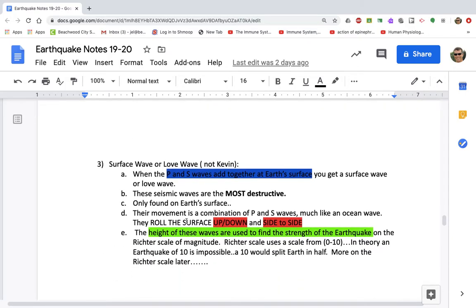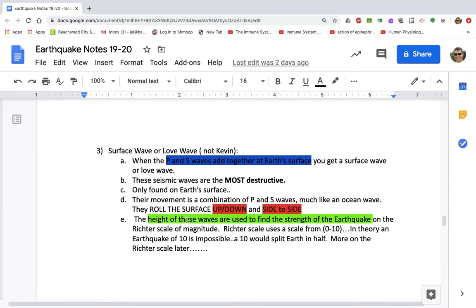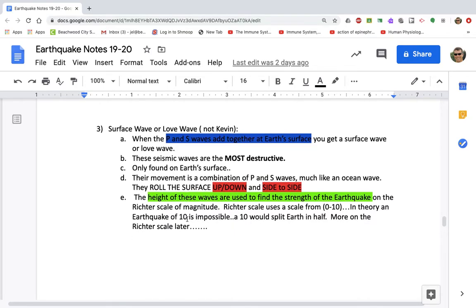The surface wave, sometimes it's also known as the Love wave, actually. Okay, they're a combo of P and S waves added together at Earth's surface. These are the most destructive. And instead of moving the Earth side to side or up and down, they do both.